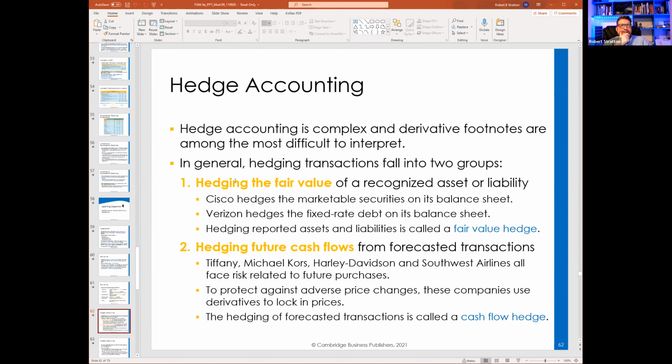Like this says, hedge accounting is complex and derivative footnotes are among the most difficult to interpret. Right, for a reason. These transactions are so obscure. Companies don't want to be transparent for lots of different reasons. In your footnotes, they don't want to be transparent because it's announcing to the world where they see a weakness in their own business model. There's a minimum amount that has to be disclosed. You certainly want to show your shareholders that you're being judicious with their money and protecting against risk, but you don't want to give too much detail because that exposes where your weaknesses are.